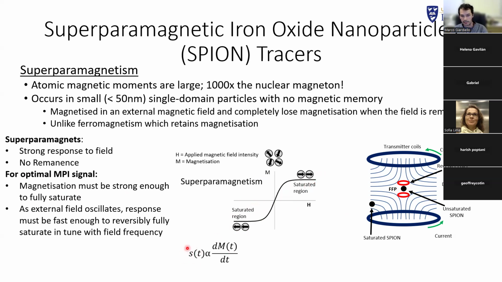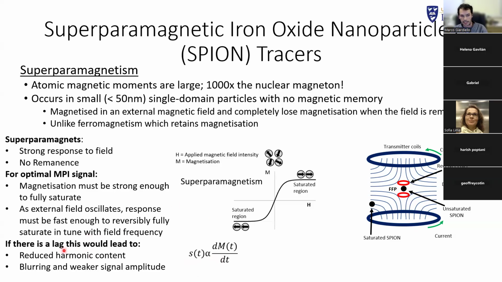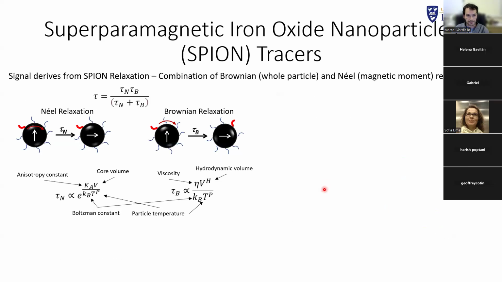You can see the signal here is related to the time, how quickly that goes. The quicker the time, the higher the signal that you would get. The consequence of lagging, the consequence of this not responding quickly, is that you would get reduced harmonic content. It doesn't respond, and you would get a blurring, lower amplitude signal that you're generating. So that's what you want when you're designing your particles: high magnetization and really fast response to the magnetic field.